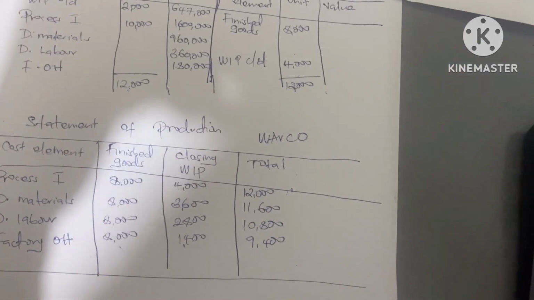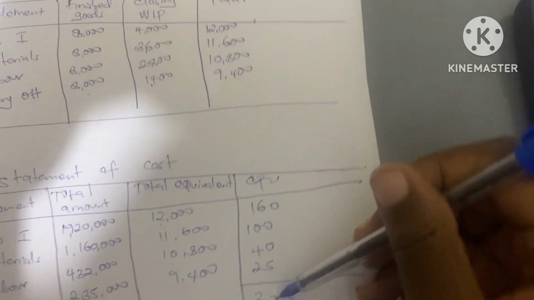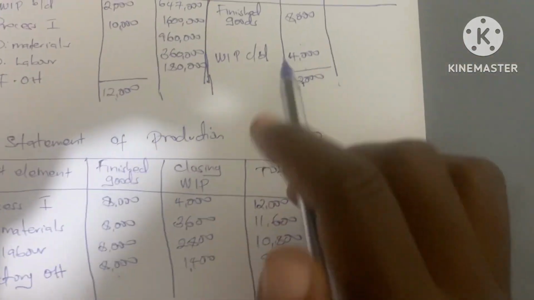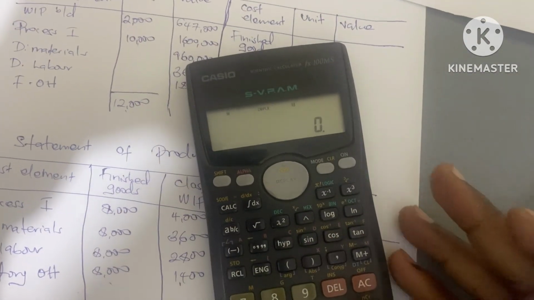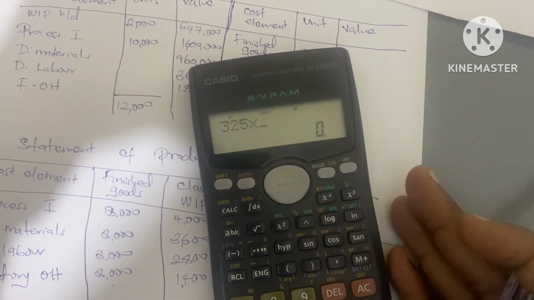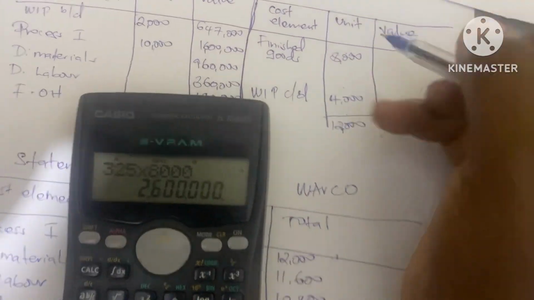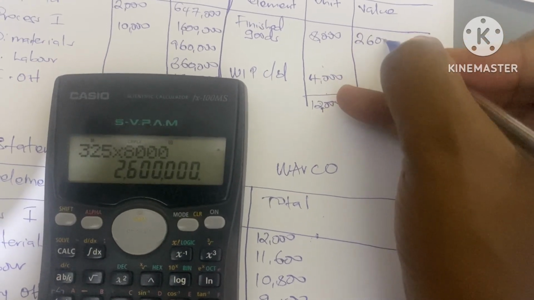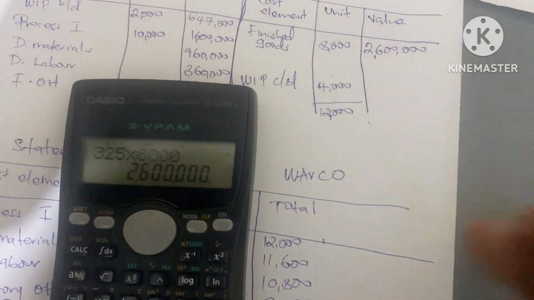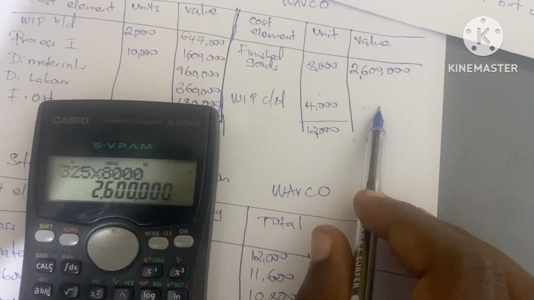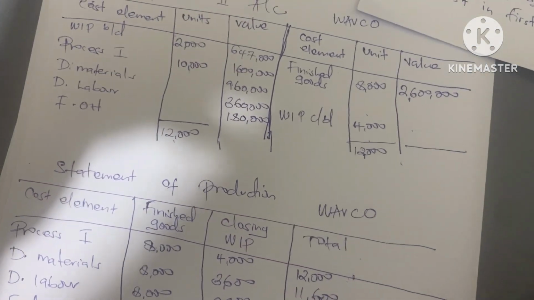Yeah. So for finished goods, how are we going to get the value for finished goods? We shall get this cost per unit times the units finished. So it will be 325 times 8,000. That will be it. It will be 2.6, like that.